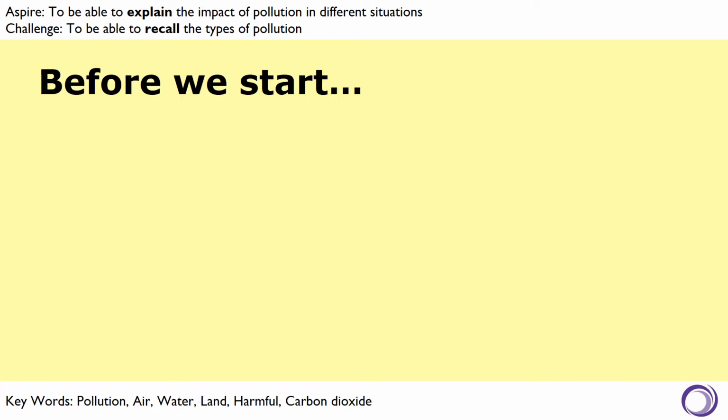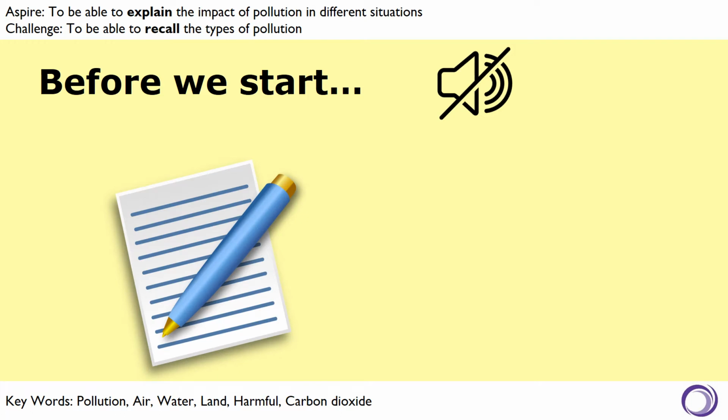Before we start, it would be really useful if you could turn off your notifications so that you are not distracted throughout the lesson. It would also be very useful if you had a pen and paper to hand so that you could take part in the activities during the lesson.